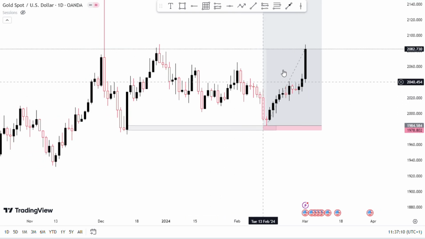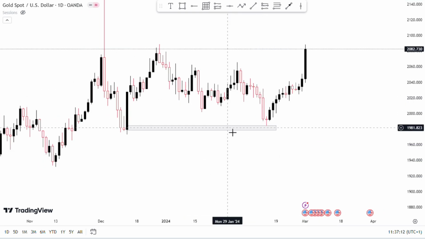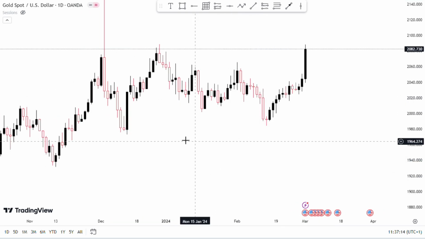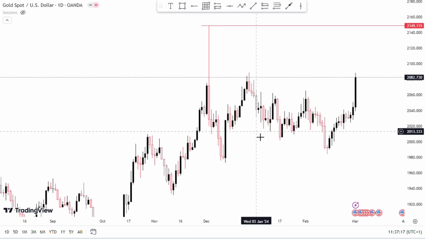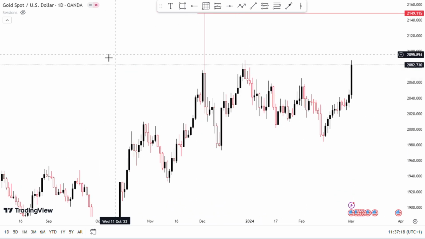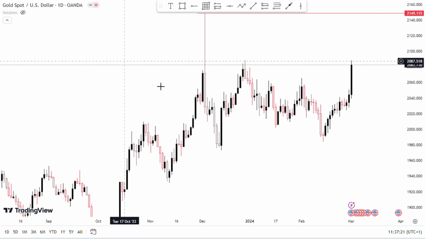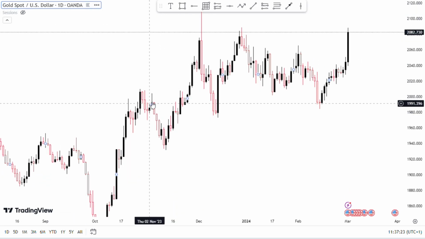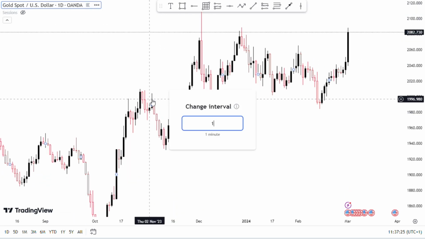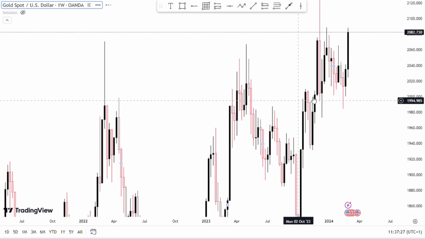So let me delete all this, and then the first thing you have to understand on a chart is the direction that price is going on a higher time frame. The time frame I'm using right now is the daily time frame, but let's just go to a weekly time frame and start from there.